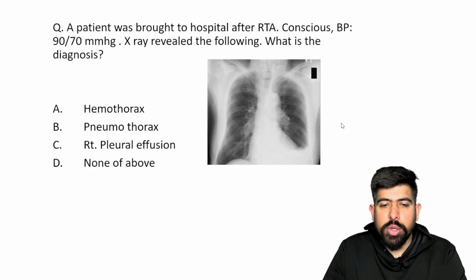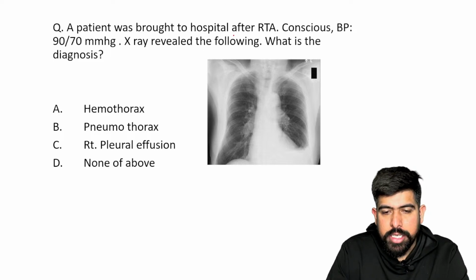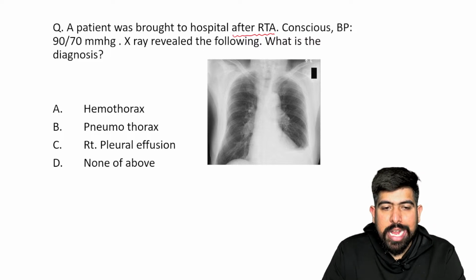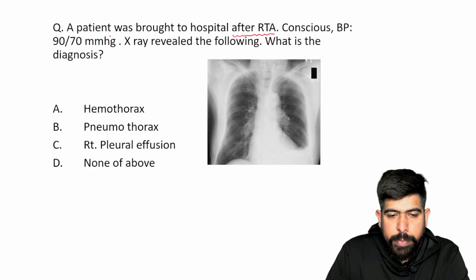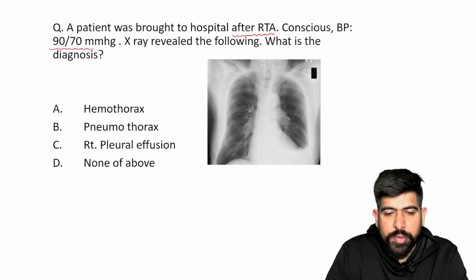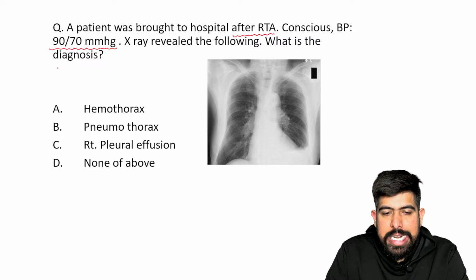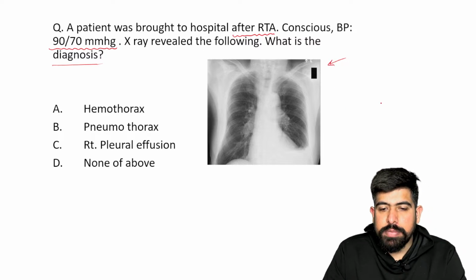A patient was brought to the hospital after an RTA, a road traffic accident. Please remember they clearly mention the BP of this patient: the blood pressure is 90/70 mmHg, and the X-ray revealed the following conditions. So what is the diagnosis in this condition? The X-ray of this patient is given, and the patient was brought to the hospital after the RTA.